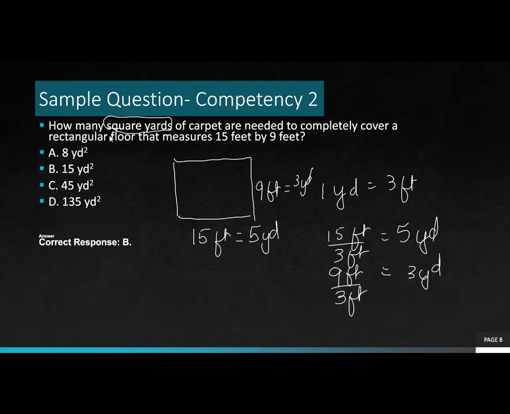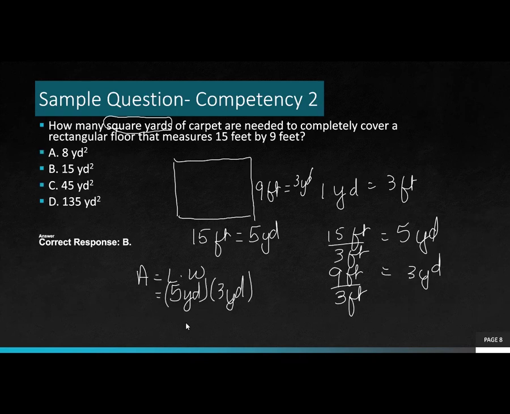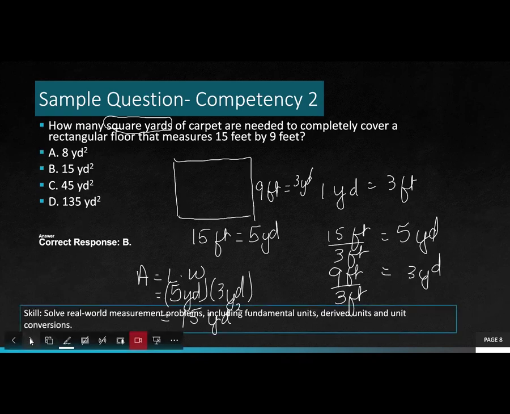So when I go to figure the area of this, area is length times width. So that is on your formula sheet. And then you'll have 5 yards times 3 yards, which gives you the 15 yards squared. And you can see that is option B. The trick is they like to play with units. So watch that when you're doing these application problems. So this one would be the skill where you're looking at real world measurement problems, fundamental skills, and unit conversions.